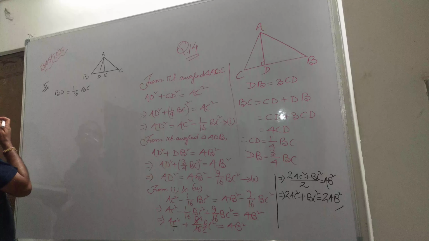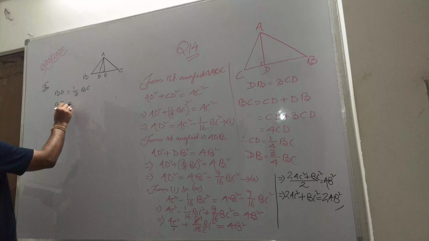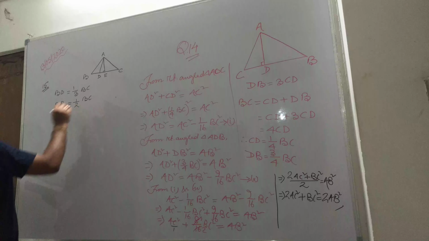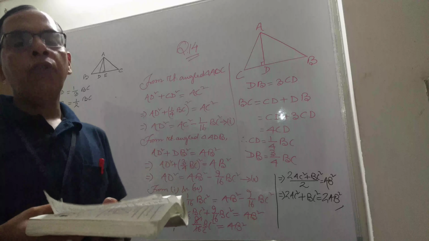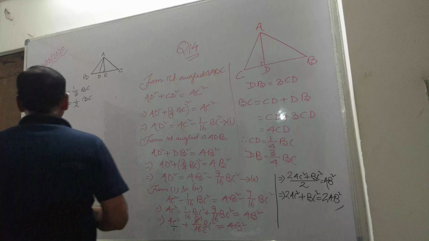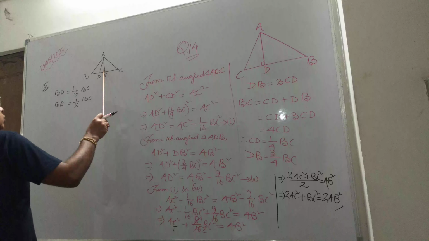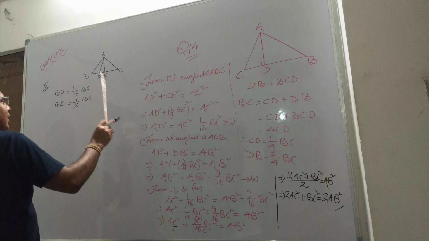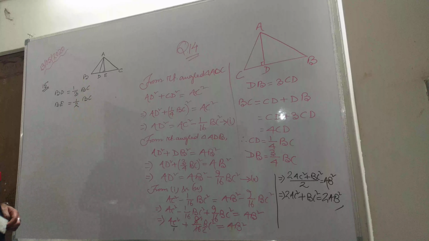Now if BD, then BE equal to how much? BE equal to 1 by 2 BC. Why? Because the perpendicular drawn from the vertex to the base of an equilateral triangle bisects the base. So that means BE equal to CE. So ultimately BE equal to half BC.